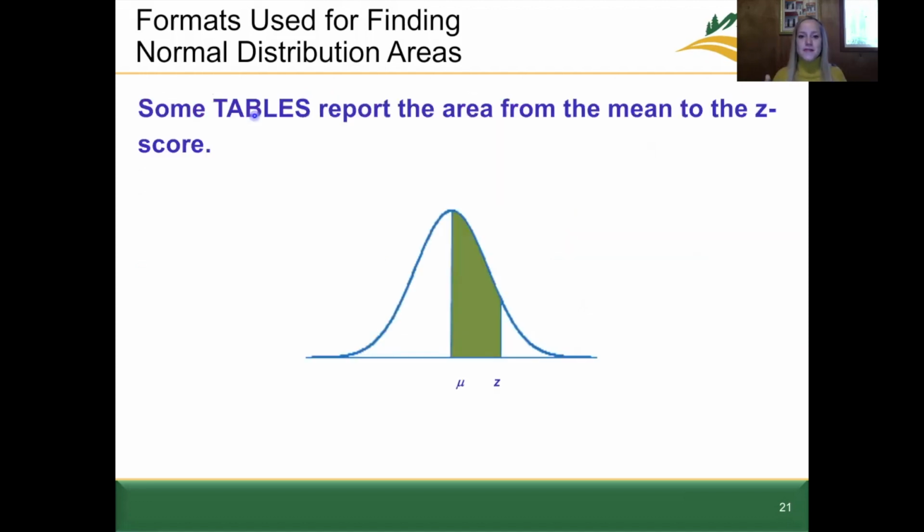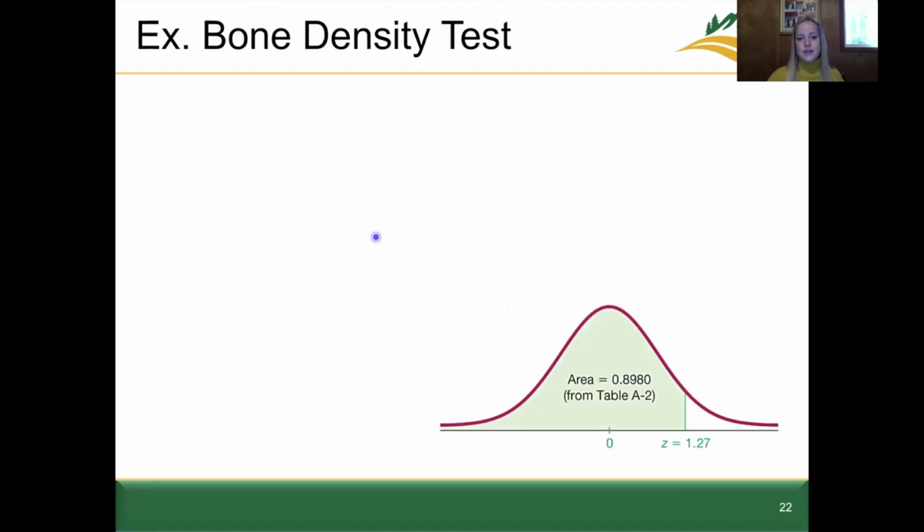Now, there is one other format I mentioned that can come from a table. Some tables will report the area from the mean to the z-score. It's really crucial that you look and see what technology you're using, what table you're using, and what value is being reported. To be safe, to get the cumulative area to the left, you can always use Excel and table A2. Let's do an example here with bone density.